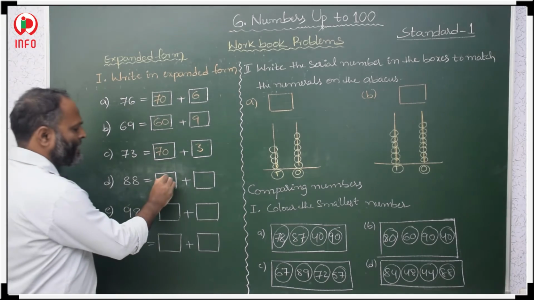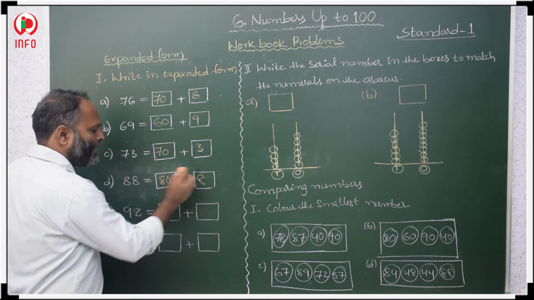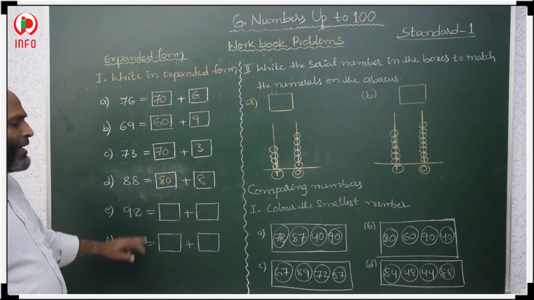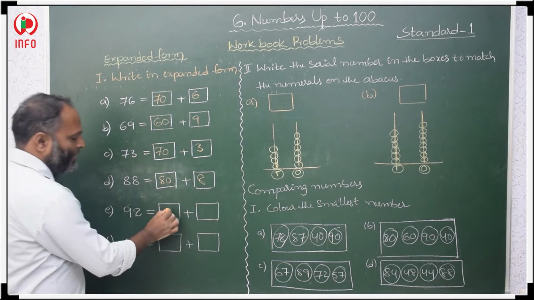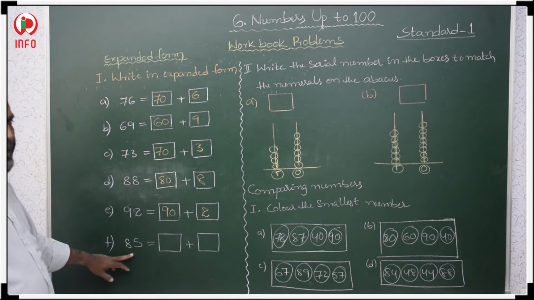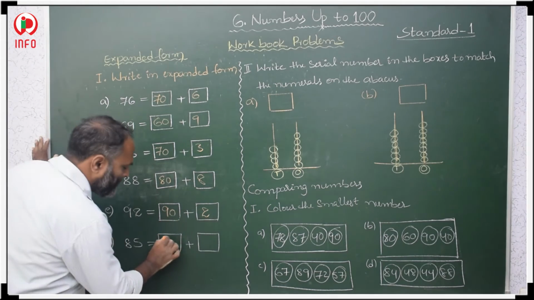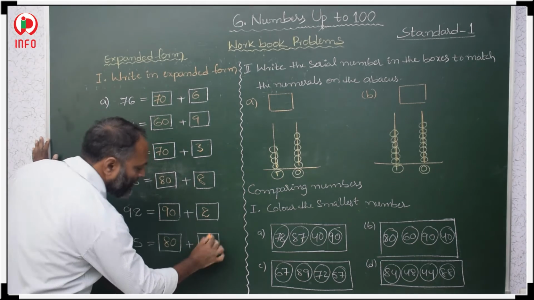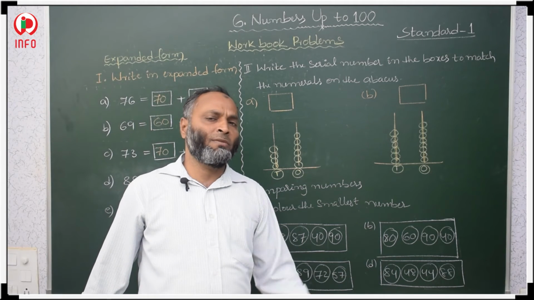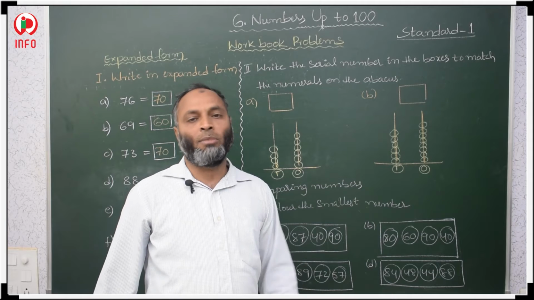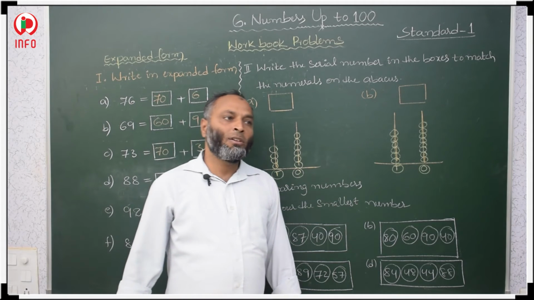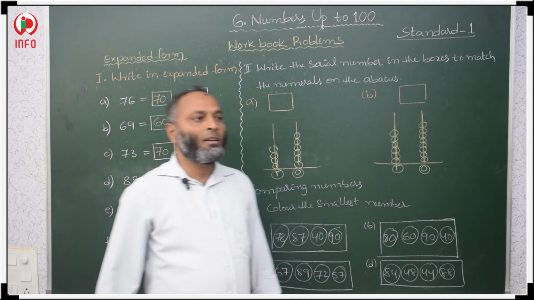88 means 80 plus 8, 88. 92 is 90 plus 2, 92. 85 is 80 plus 5, it is very easy in expanded form. If 85 is there, then 80 plus 5. If 72 is there, 70 plus 2. If 35 is there, then 30 plus 5. Okay, so in this way you have to write.